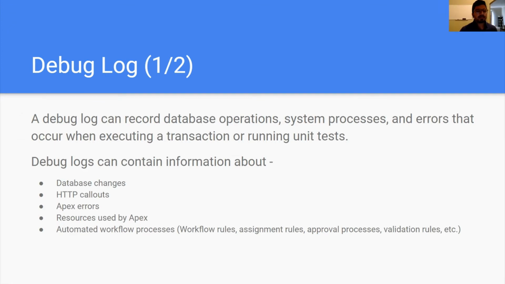So for debug logs, you all might have used debug logs to a certain extent, either in developer console while debugging any issues, or just setting up debug logs or trace flags for other users. A debug log can record database operations, system processes, and errors that occur when executing a transaction or running a unit test. It can contain information about database changes and any HTTP callouts. If there are any Apex errors, it also lists the resources used, and it also logs information about automated workflow processes.